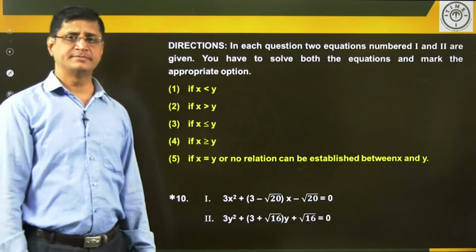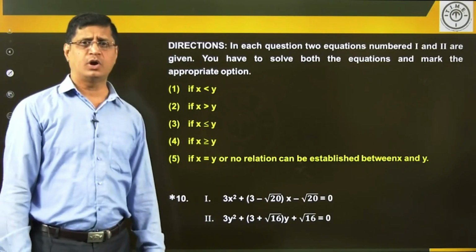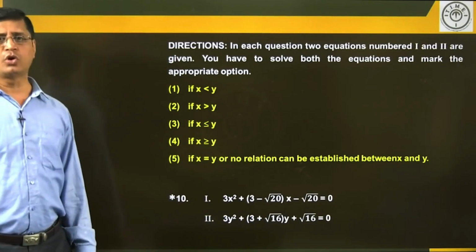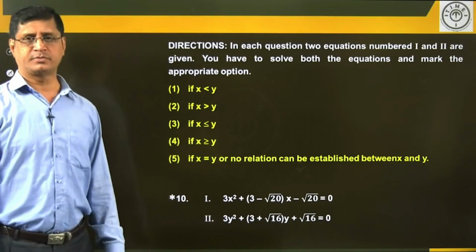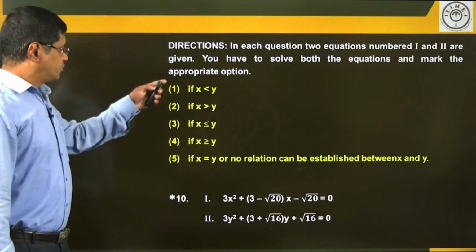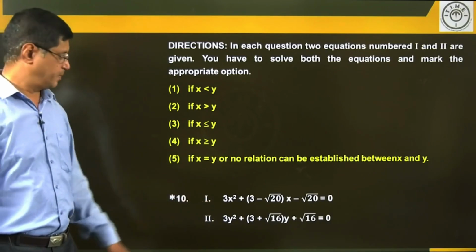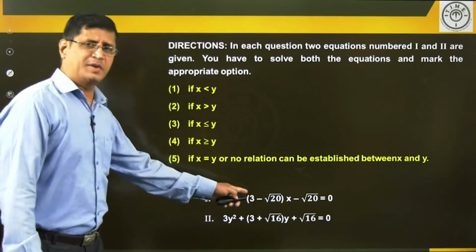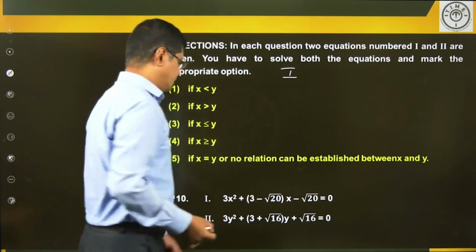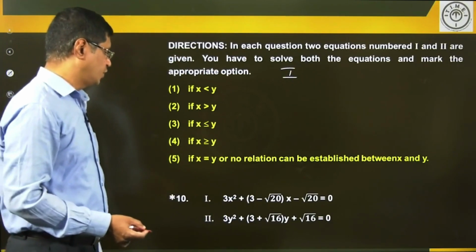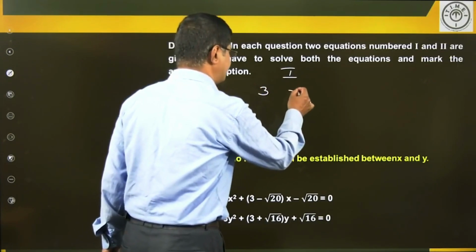Here directions are given. In each question, two equations numbered 1 and 2 are given. You have to solve both the equations and mark the appropriate option. Based on these choices, now we need to mark the answer. Look at the quadratic equations here. What about the roots? What are the factors for the first quadratic equation? Look at this. The factors for the first quadratic equation, if you observe here, 3 and minus root 20.